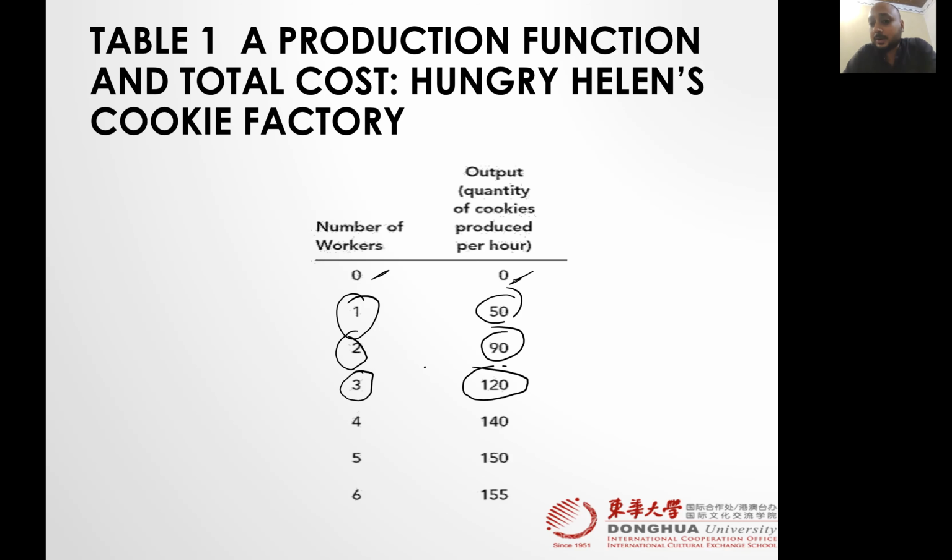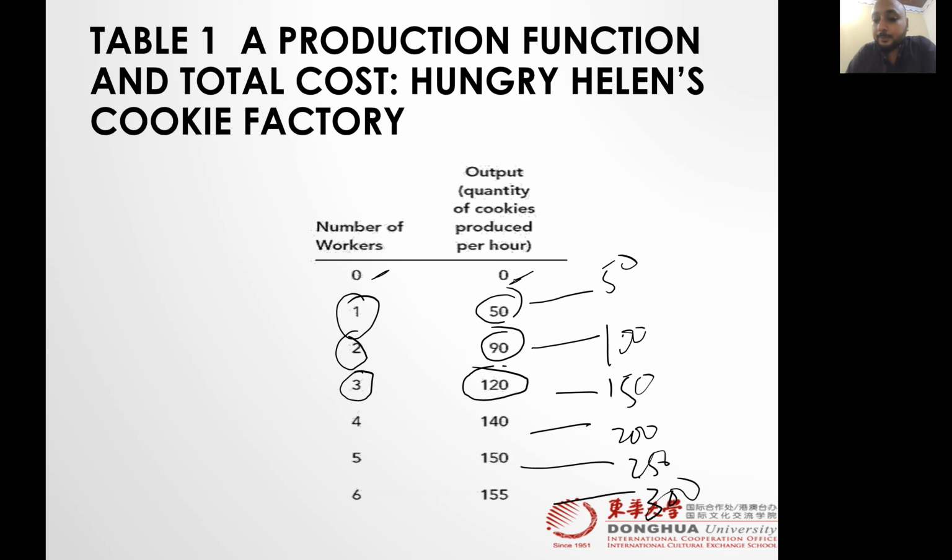So there is something strange here, right? Mathematically, if one worker is producing 50, the next two workers are going to be producing 100, and then 150, and then 200, and then 250, and then 300. Did you notice something? Although in total, when you see the totality, 90 is greater than 50, 120 is greater than 90, 140 is greater than 120, 150 is greater than 140, 155 is greater than 150.